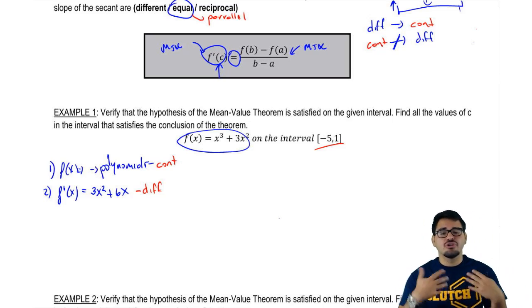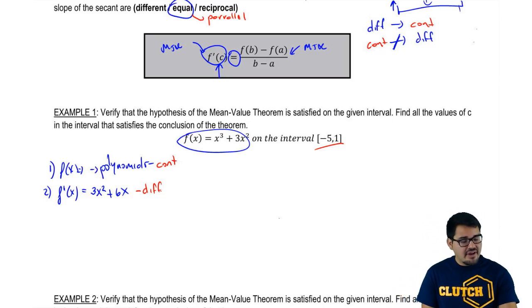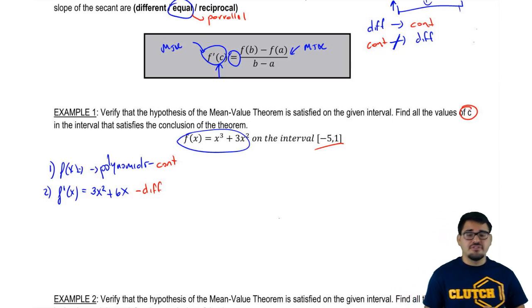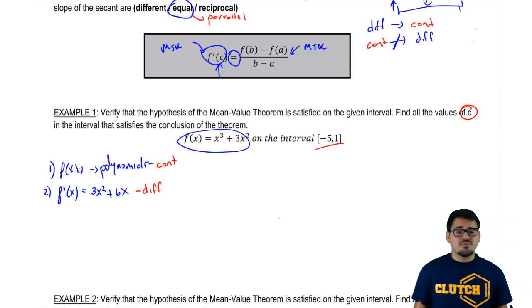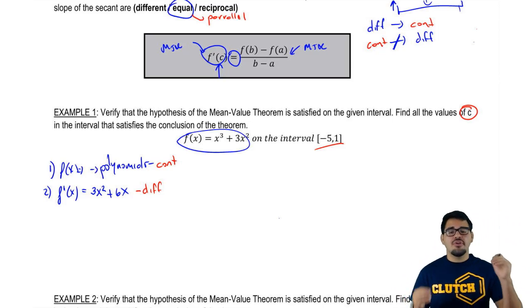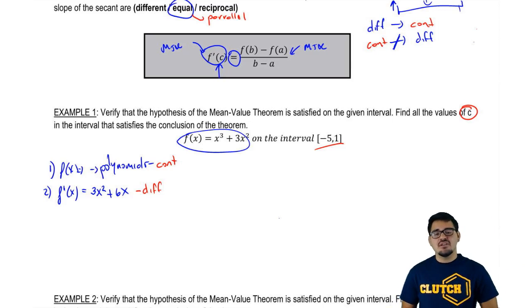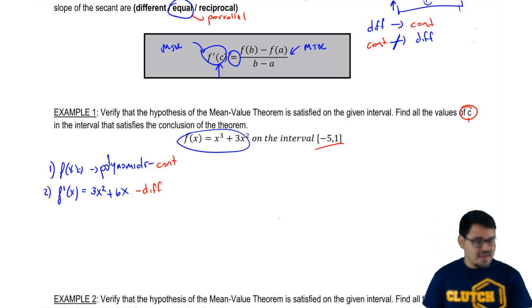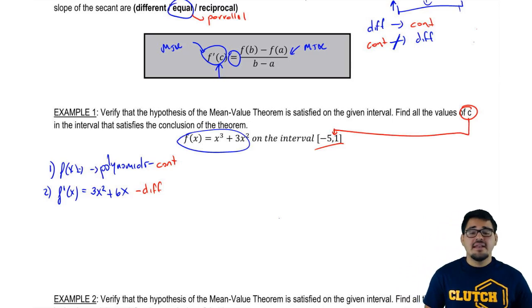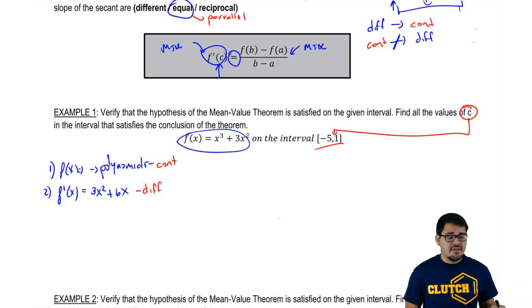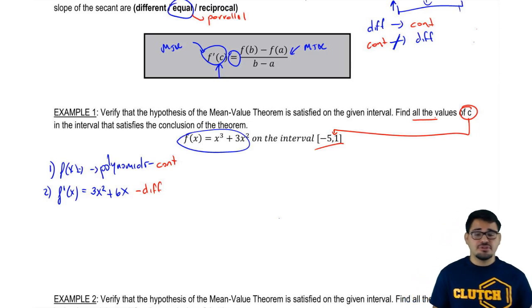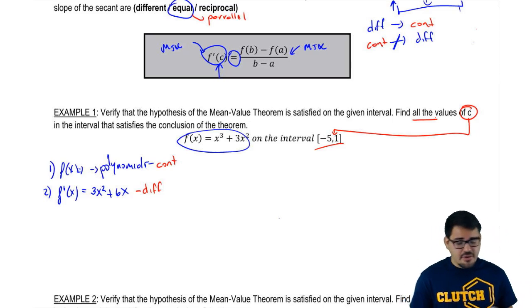We can try to get our conclusion, which is to find the values of c in the interval that satisfy the conclusion of the theorem, right? What that means is I just want to find that point c where the slope of the tangent line is equal to the slope of the secant line. Remember that the c value we get has to be between -5 and 1. And here I put "find all the values" because it doesn't have to be only one value. It can be multiple values, depending on your function. So let's go ahead and do this.